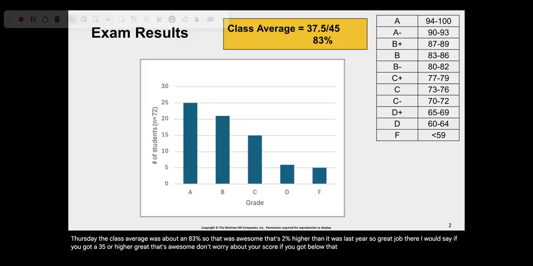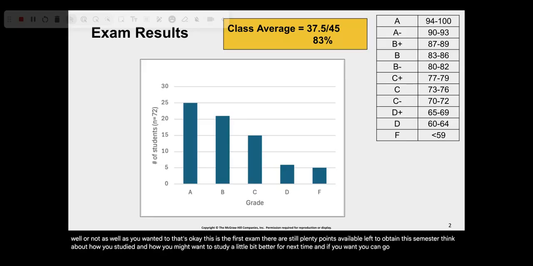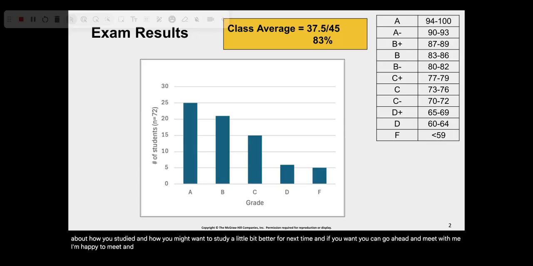If you got below that, particularly if you didn't do as well as you wanted to, that's okay. This is the first exam. There are still plenty of points available left to obtain this semester. Think about how you studied and how you might want to study a little bit better for next time. And if you want, you can go ahead and meet with me. I'm happy to meet and talk about what went well and what we can do better.